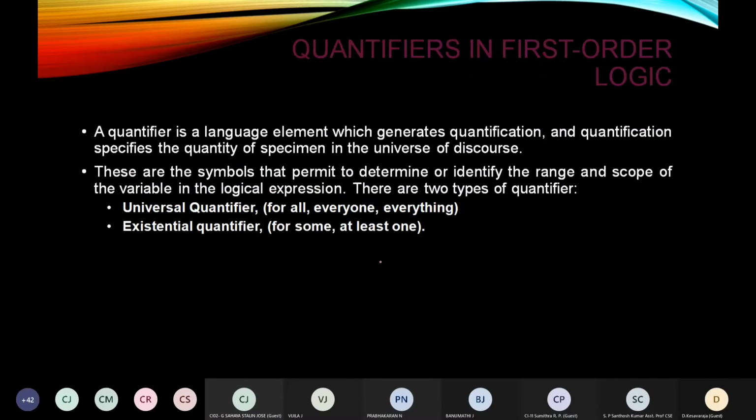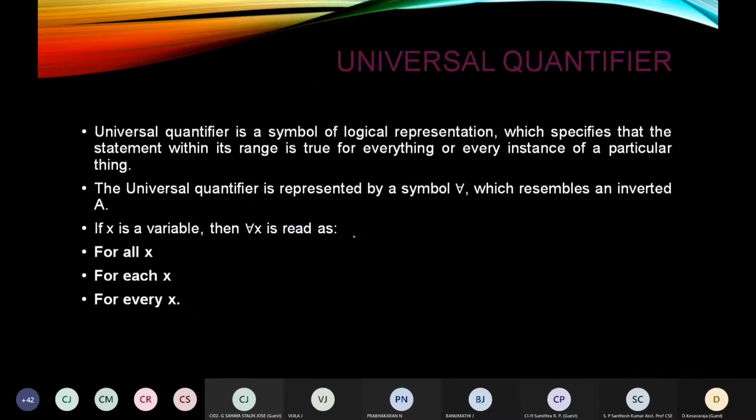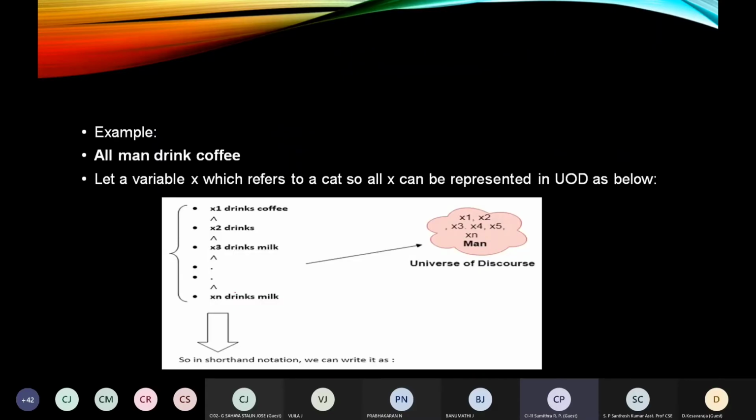In addition to propositional logic, in first order logic you have a universal quantifier, called for all, and an existential quantifier, called for some. So for all X, for each, for every, this is called the universal quantifier. For example, all men drink coffee. It will be represented as X1 drinks coffee, X2 drinks coffee, X3 drinks coffee, Xn drinks coffee.